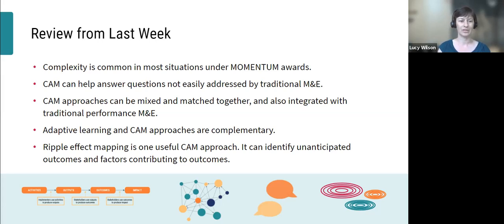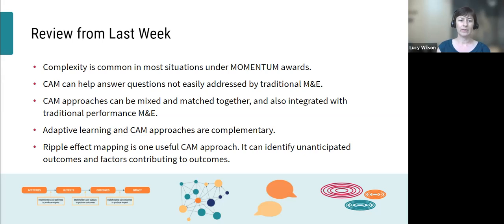that Emily just mentioned. So we learned that complexity is common in most situations under Momentum awards. Complexity-aware monitoring can help answer questions not easily addressed by traditional M&E. These questions include what I referred to as the 5 missing and difficult questions. CAM approaches can be mixed and matched together. We'll see some of that today, and also integrated within traditional performance M&E. Adaptive learning and CAM approaches are complementary.